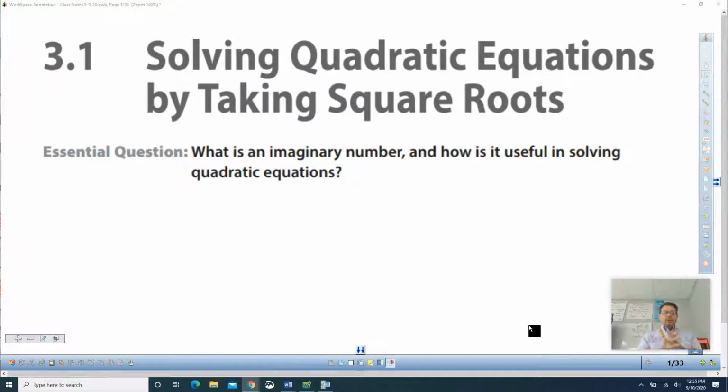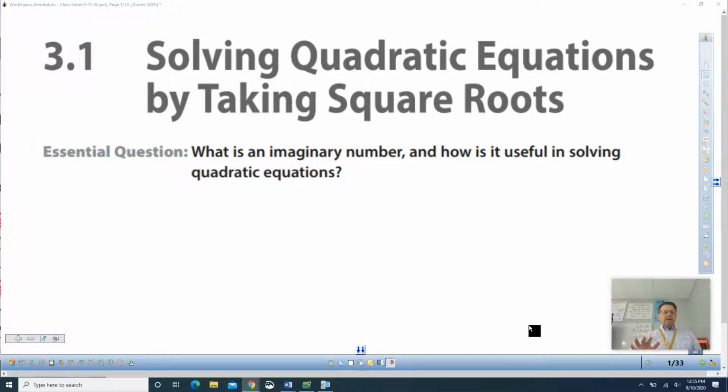I'm going to work on solving quadratic equations by taking square roots, but this is going to be part 2 of 3.1, where we're actually doing it by square roots, by graphing, and by factoring. This is introducing this idea of imaginary numbers, and we're going to get into that. But let's do a quick review.